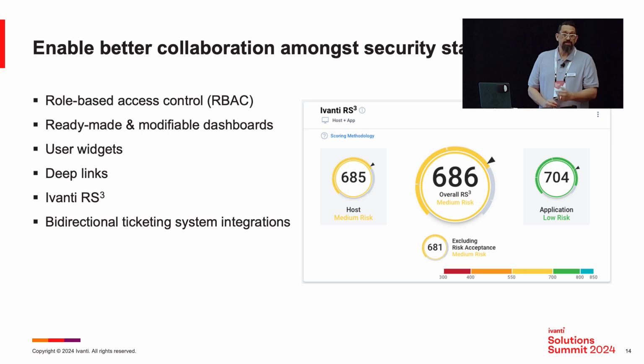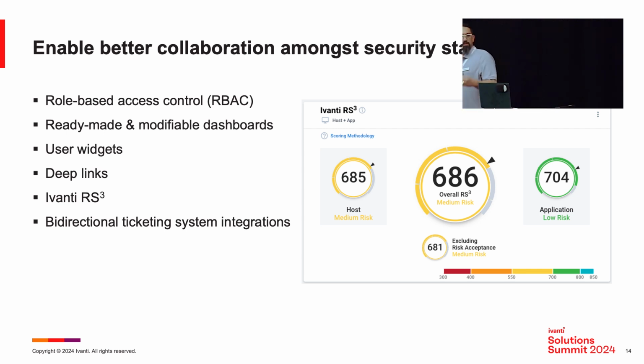We have the RS3 score. Anybody familiar with the RS3 score? I'm sure a few of you are. So our RS3 score is our asset-based scoring paradigm. It's a credit-like score, so it's a 300 to 850 base model, just like a credit score, right? So the lower the number, the more risky the asset is. The higher the number, the less risky it is.